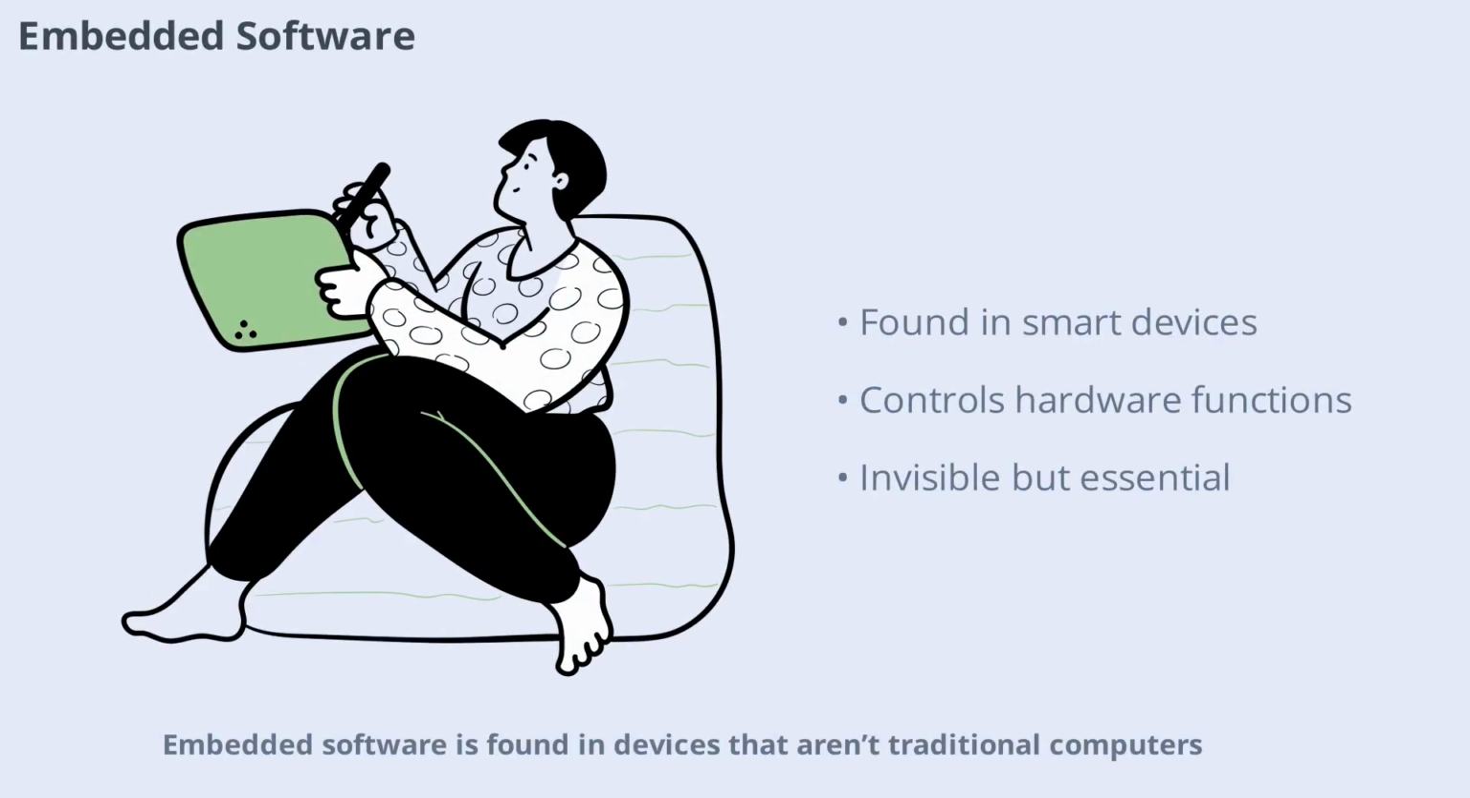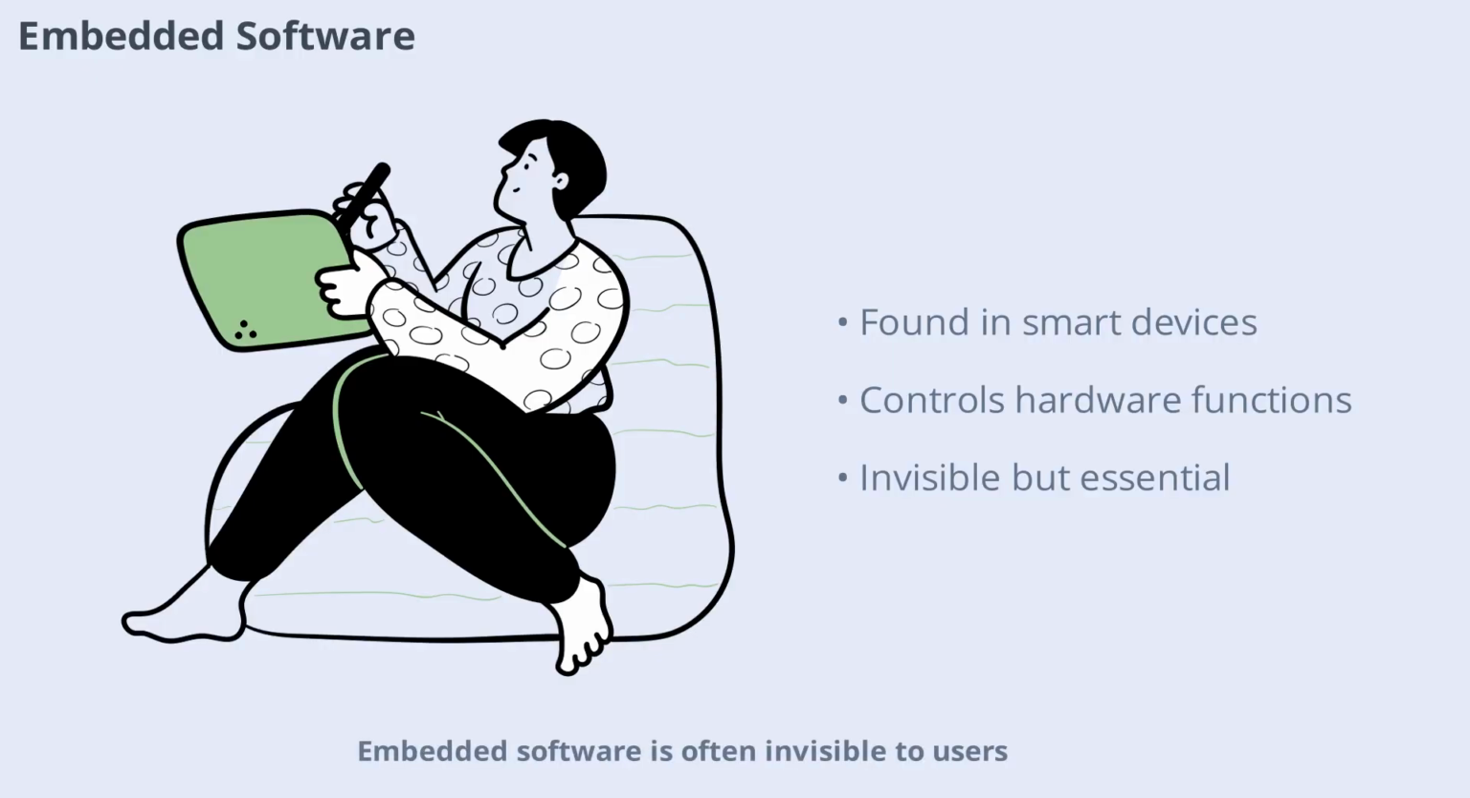Embedded software is found in devices that aren't traditional computers, like cars, washing machines, and smart TVs. This software is designed to control specific hardware functions, making everyday devices smarter and more efficient. Embedded software is often invisible to users, but it plays a critical role in modern technology.